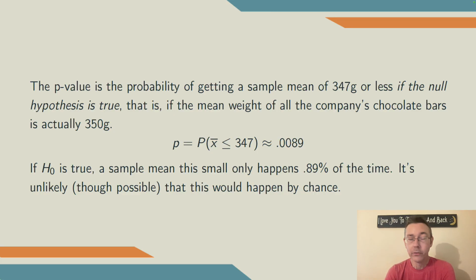It's important not to lose sight of what the p-value actually means. In this case, it means the probability of getting a sample mean no greater than 347 grams if the null hypothesis is true. That is, if the mean weight of all the company's chocolate bars is actually 350. If H0 is true, a sample mean like this or less than this only happens 0.89% of the time, so not very often. It's unlikely, although possible, that this would happen by chance.